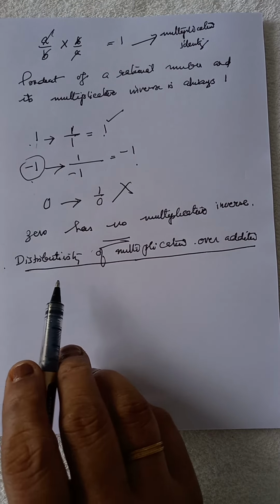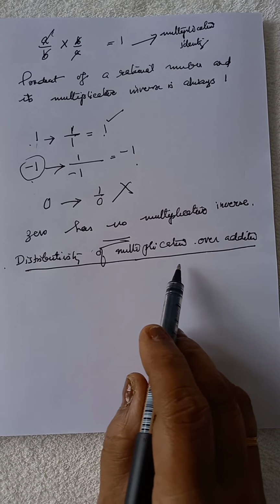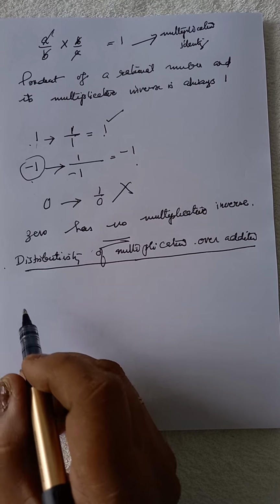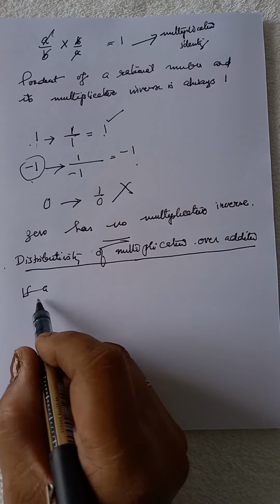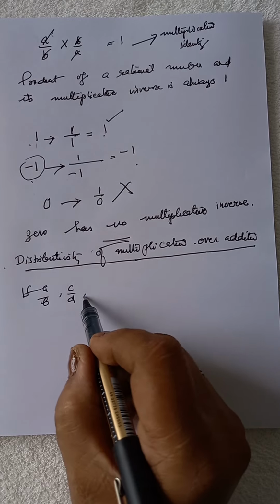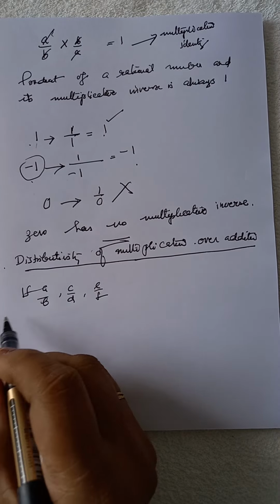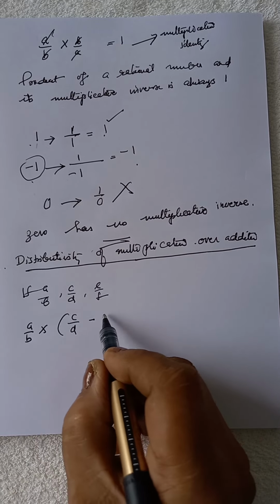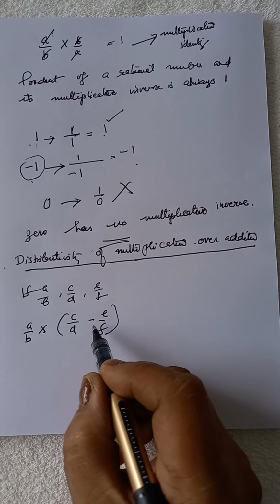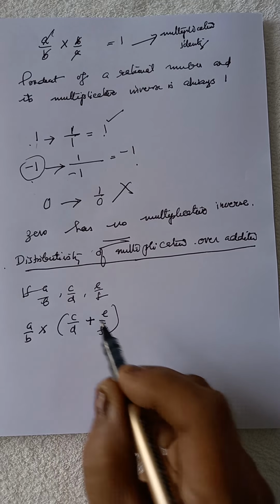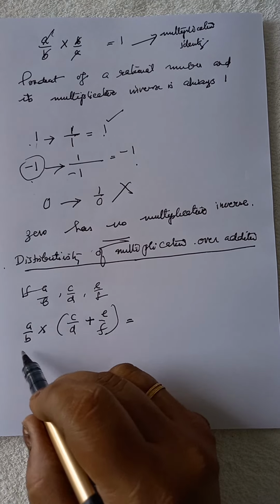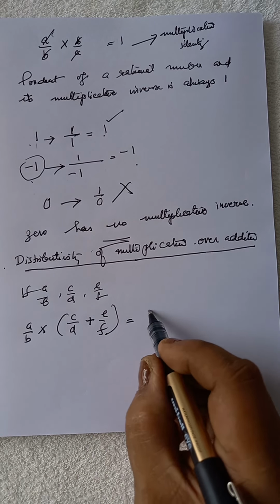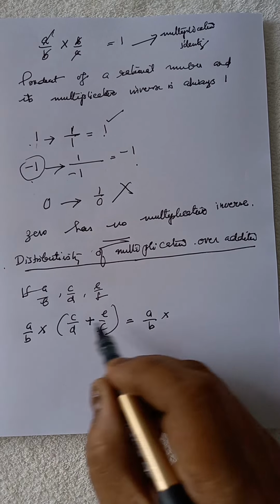Now comes the sixth property, distributivity of multiplication over addition or subtraction. So if a by b, c by d and e by f are any three rational numbers, then a by b into c by d minus e by f, multiplication with subtraction, or we can take addition at first. Now that is equal to, we can distribute this a by b to each of these, c by d and e by f. So a by b into c by d at first.